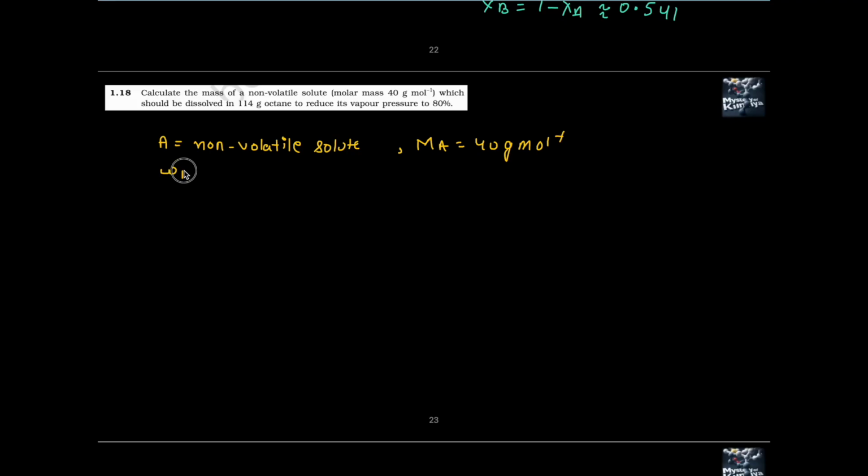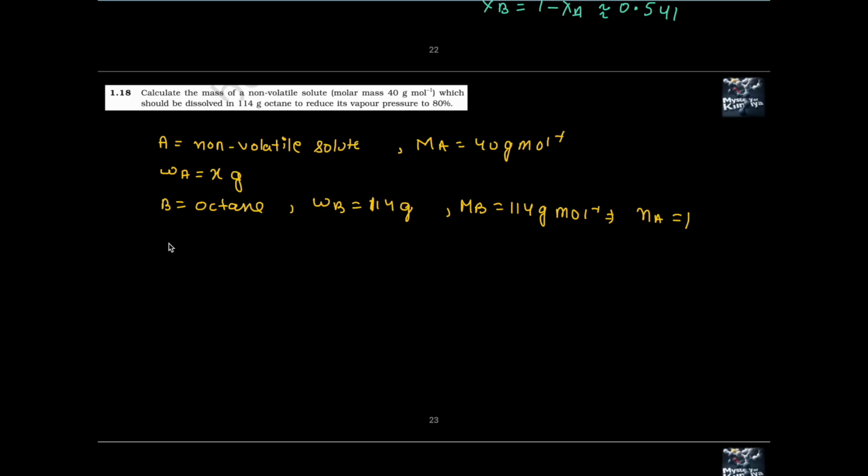We need to find out the weight of A. Let's suppose it is x gram. We are given B, which is octane, and weight of octane is 114 gram. As molar mass of octane is 114 gram per mole, we easily know the moles of B would be 1. As delta P upon P naught of B, where P naught of B is the pure pressure of octane, would be equal to mole fraction of A.